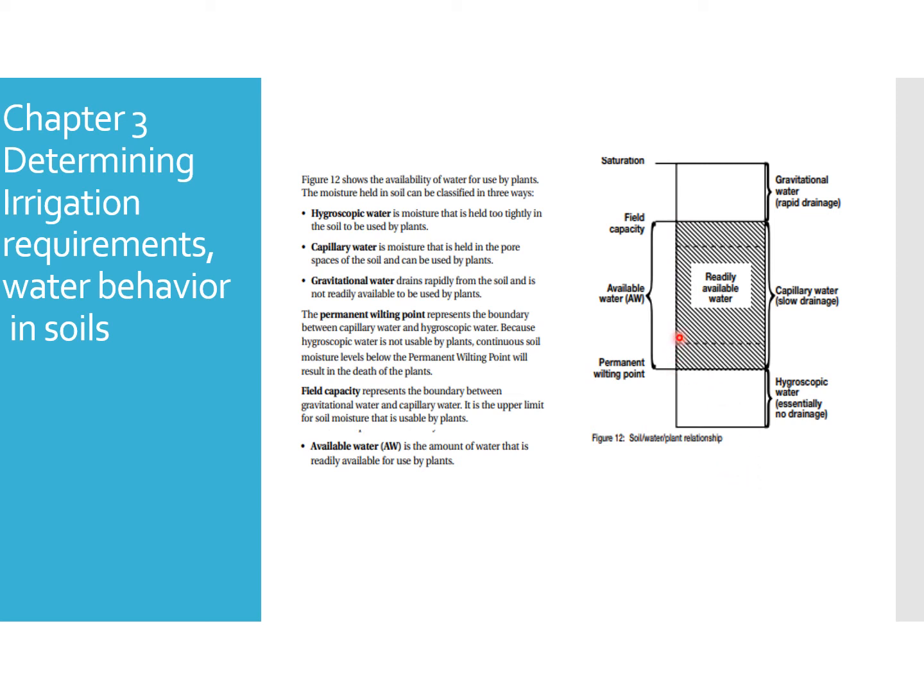Okay, so field capacity. Field capacity represents the boundary between gravitational water and capillary water. Here, it's the upper limit for soil moisture that's usable by plants. So here's the maximum useful level of water in your soil. If you apply any more than this, then you've applied too much and it's not useful. Available water is the amount of water that's readily available for plants to use.